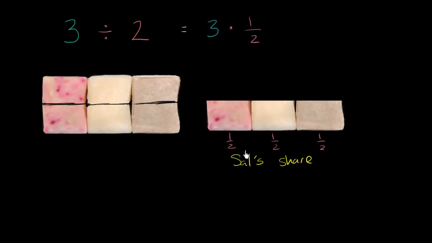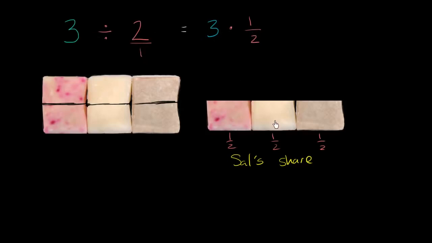Notice something very interesting happened here. 3 divided by 2 is equal to 3 times 1 half. And we can make it even more interesting because we know 2 is the exact same thing as 2 over 1. So 3 divided by 2 over 1 is equal to 3 times 1 half. Notice we went from a division to a multiplication and we took the reciprocal. And that makes complete sense.